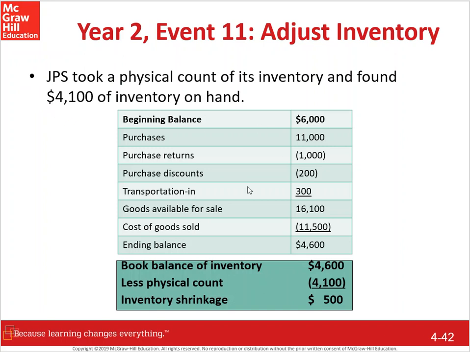But when they do the math, if they take their beginning balance plus what they purchased, take away what they returned, take away the discounts, we add in the transportation cost, we should have goods available for sale of $16,100. We sold $11,500, so we should have $4,600 of inventory remaining, mathematically speaking. But physically, they say, nope, there's only $4,100 of inventory there. We're missing $500 of inventory. That's really not good. So that's a problem.